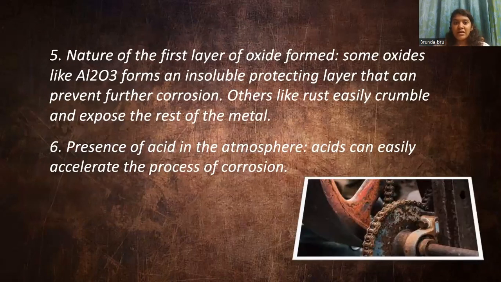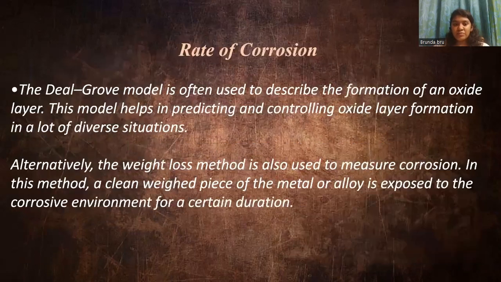Some oxides like Al2O3 form an insoluble protecting layer that can prevent further corrosion. Others like rust crumble and expose the rest of the metal. Presence of acid in the atmosphere. Acids can easily accelerate the process of corrosion.